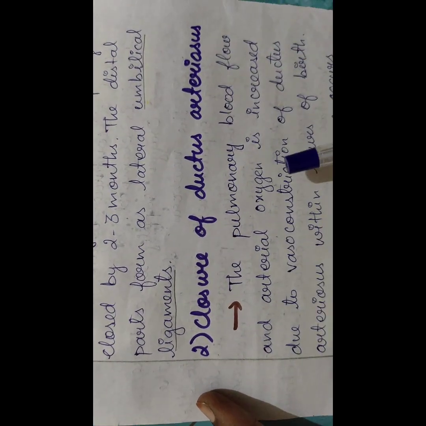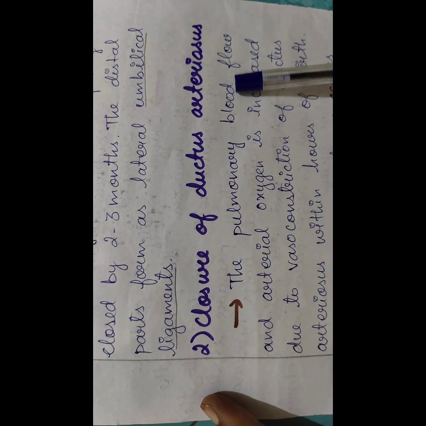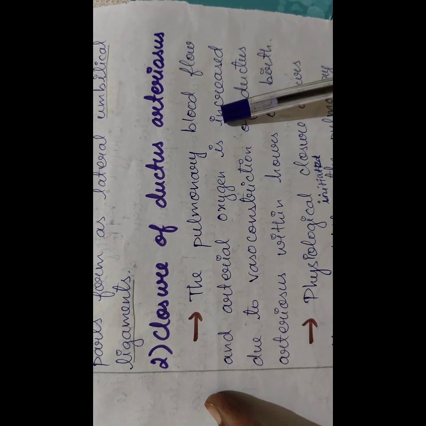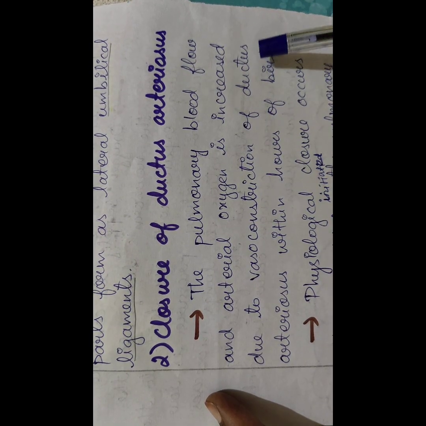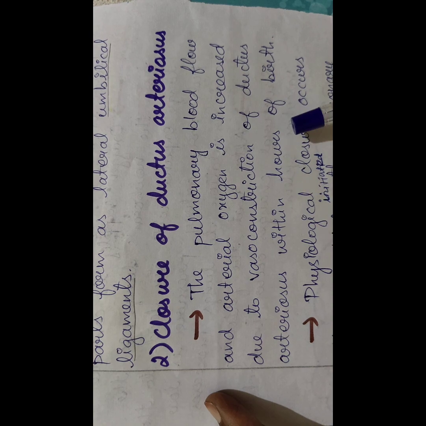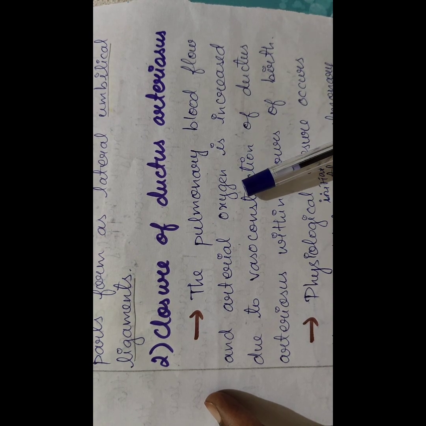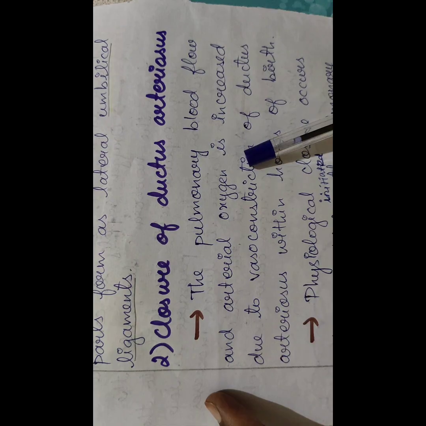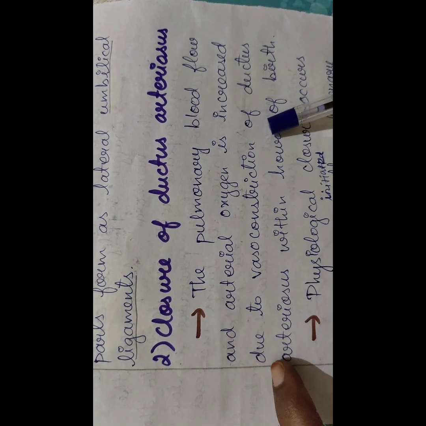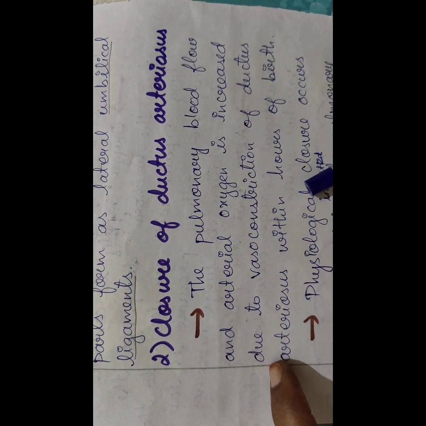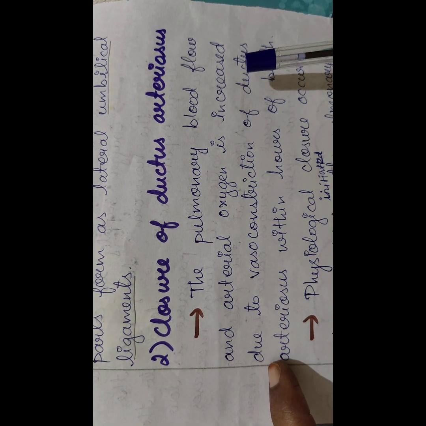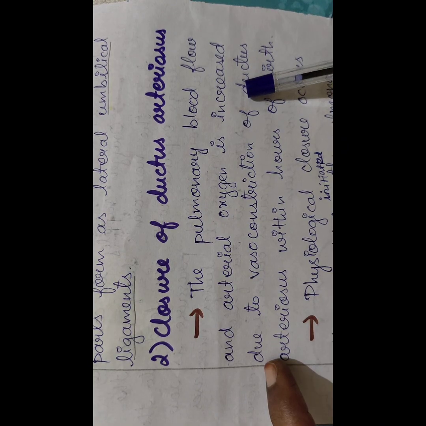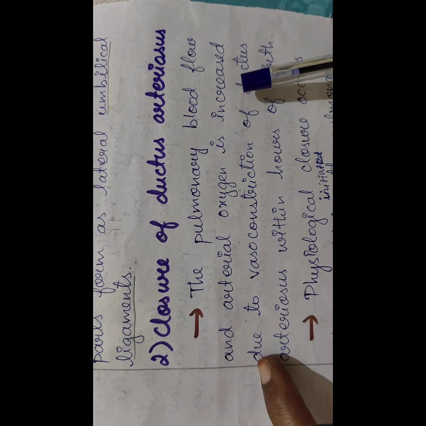The second one is closure of the ductus arteriosus. Pulmonary blood flow and arterial oxygen content are increased, and due to vasoconstriction, the ductus arteriosus closes within hours of birth. After birth of the baby, pulmonary blood flow increases, and arterial oxygen also increases because the lungs start to function.